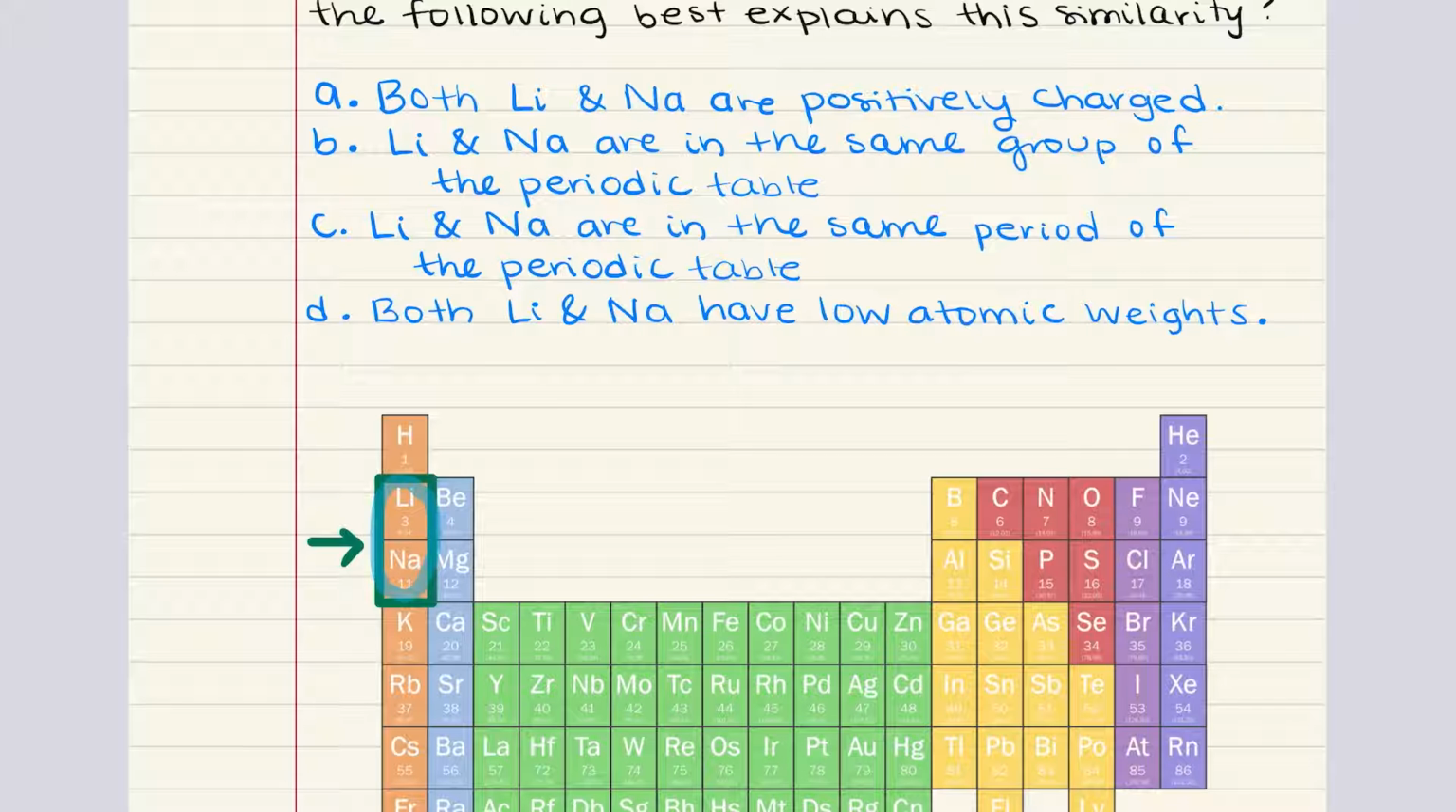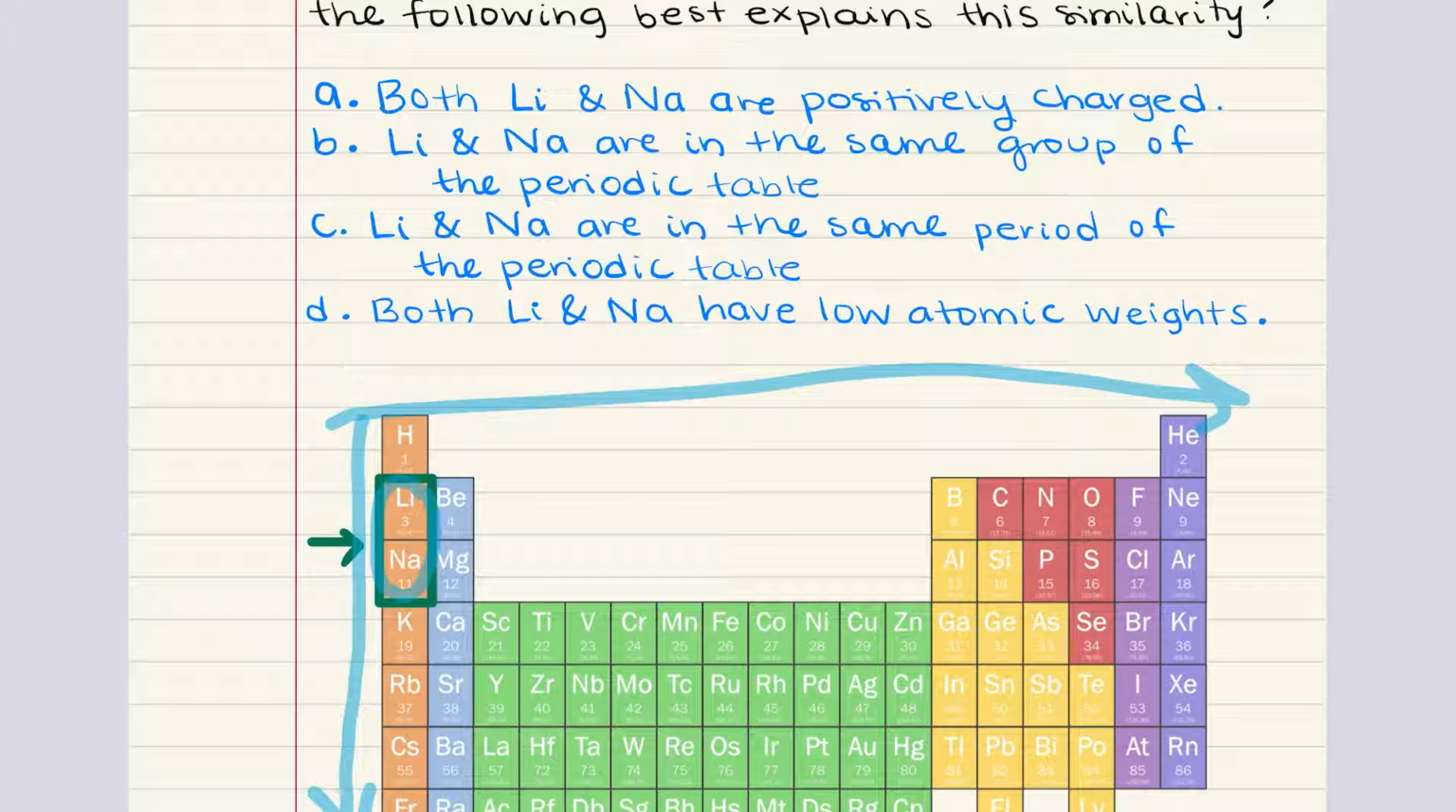Now, groups are the vertical columns in the periodic table, and elements in the same group often exhibit similar chemical properties because they have the same number of electrons in their outermost shell. Periods, on the other hand, are the horizontal rows, and elements in the same period don't necessarily have similar chemical properties. Now, given this background, let's go ahead and begin to explore each of our options.